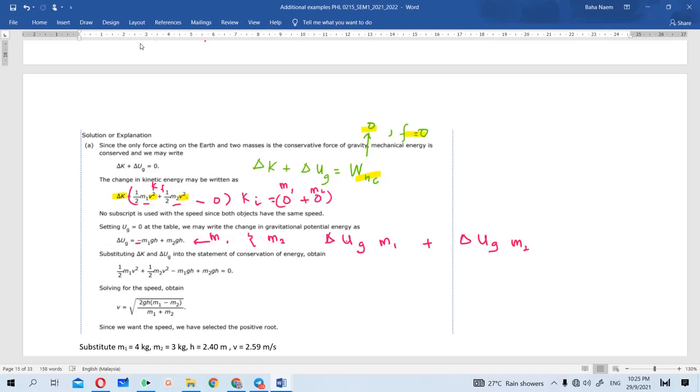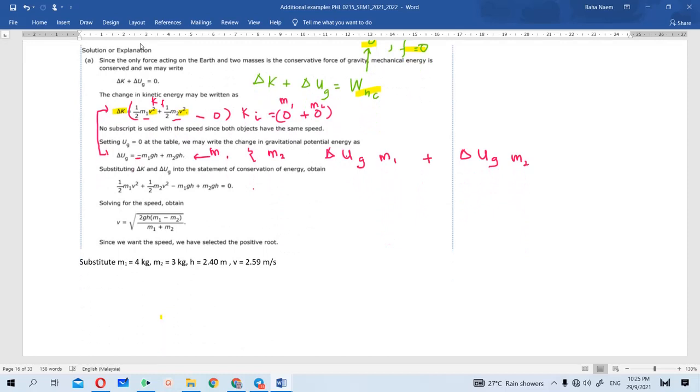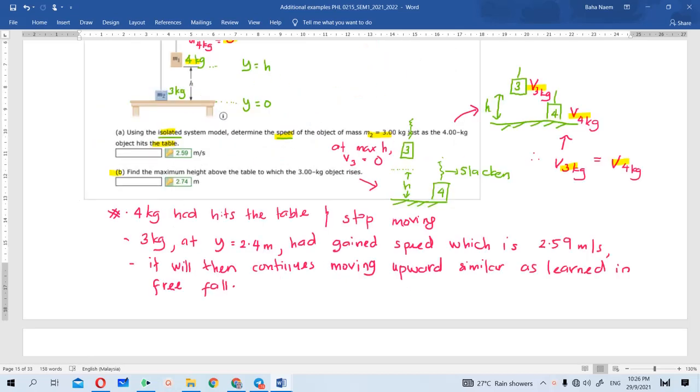And once done, sum up both like what they did just now. Once you have the expression, simply substitute the values of the masses and the initial height, and you will arrive at the required answer. So again, this 2.59 is the V final for the 3 kilogram and as well the V final for the 4 kilogram. Now let us look at B.